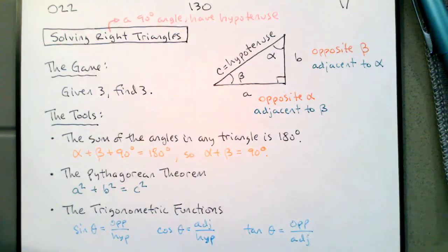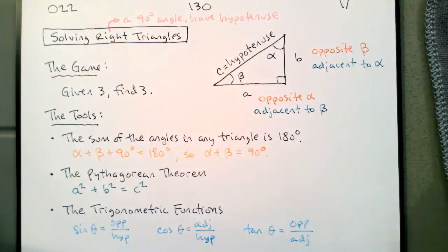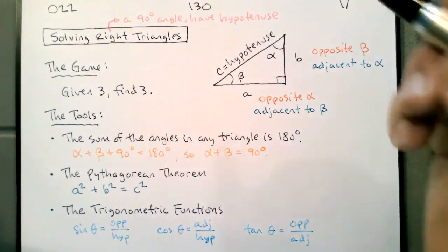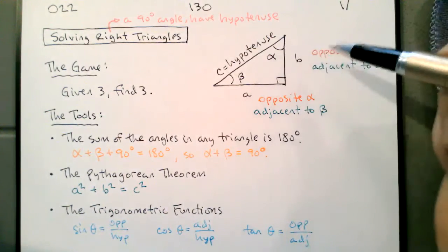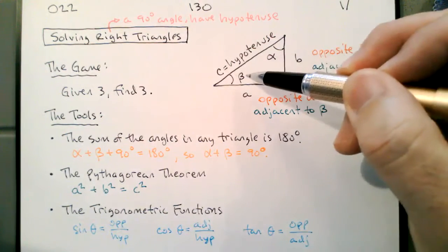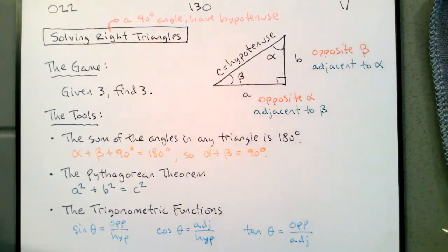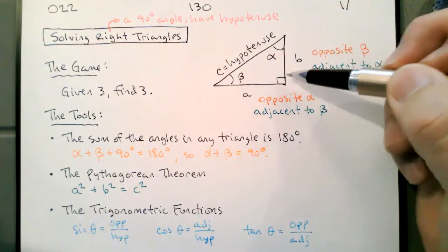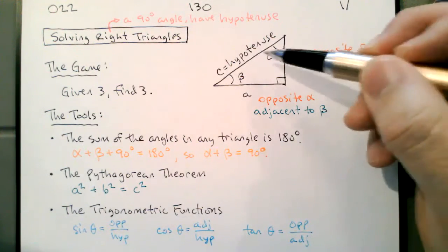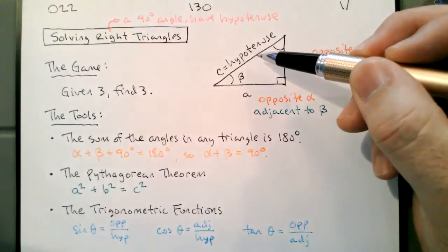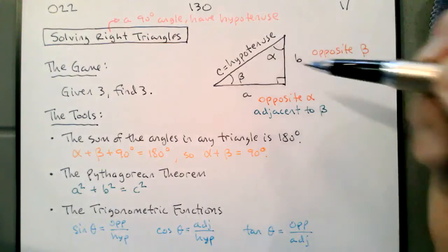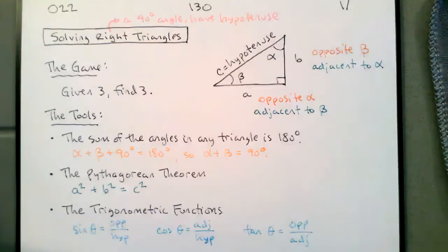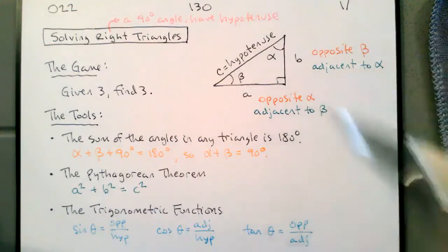Remember that our standard naming convention for angles and their sides is side A will be opposite angle alpha and side B will be opposite angle beta. Since we're playing the right triangle game, we're definitely going to have a right angle, and C, because we like to use the Pythagorean theorem as a squared plus b squared equals c squared, that forces us to make C the hypotenuse, the side opposite the right angle.